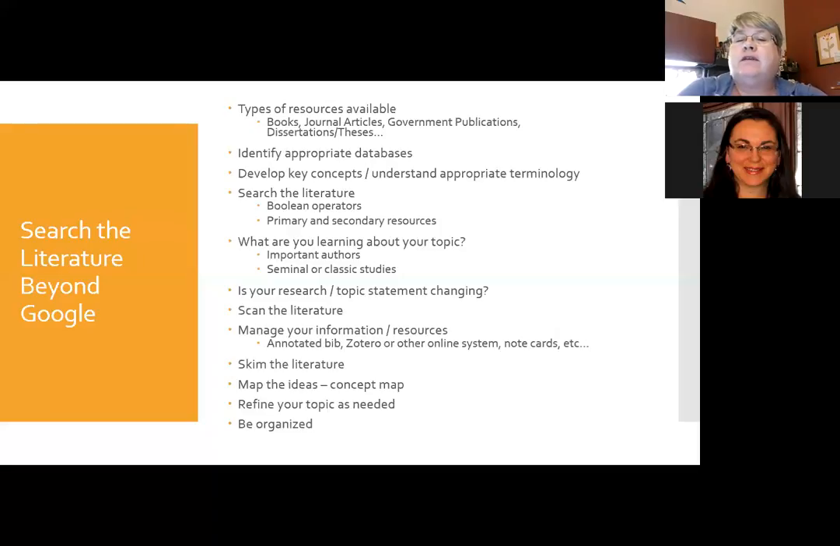One of the things is to be organized and manage your information or resources. I can tell you about all of the ways that I have listed here: annotated bibs, Zotero, and note cards. I've used all three of them. I created an annotated bib so that when I looked at a source, I had a short summary of what it was about in my own words. I used Zotero so that I could keep track of my sources online, so that I wasn't continually using some of the same sources over and over again. Zotero is online, so it was always accessible.